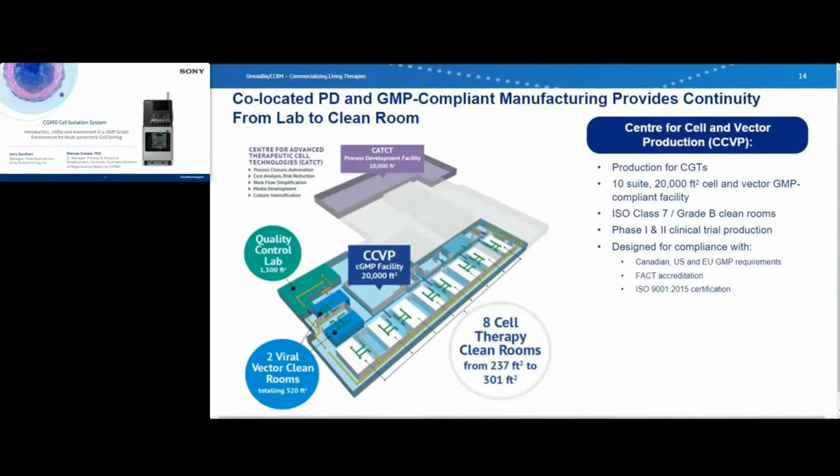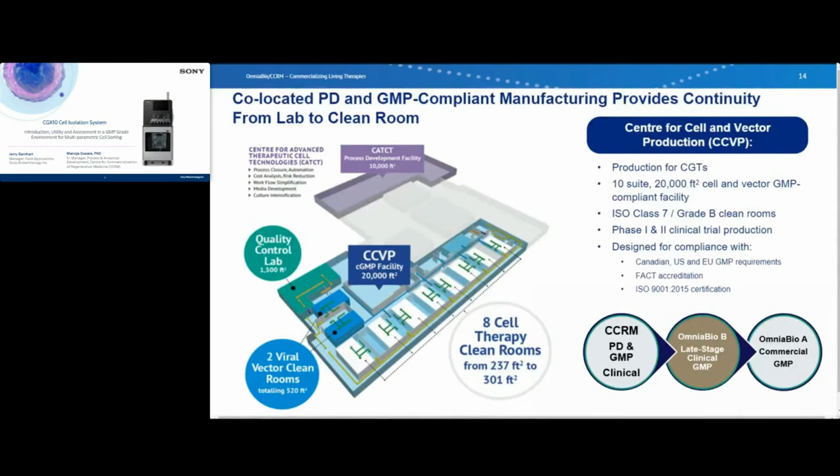We have a large facility with process development lab called CAT-CT, which is co-located with our GMP facility named CCVP. Our GMP facility boasts of a QC lab and 10 clean rooms, 8 rooms for cell therapy and 2 for viral vectors. The current facility supports clinical manufacturing, and we are expanding our facilities to provide late-stage clinical and commercial GMP manufacturing as Omnia Bio.